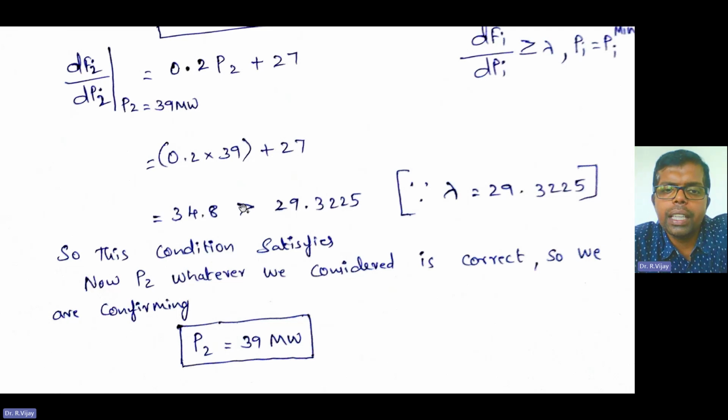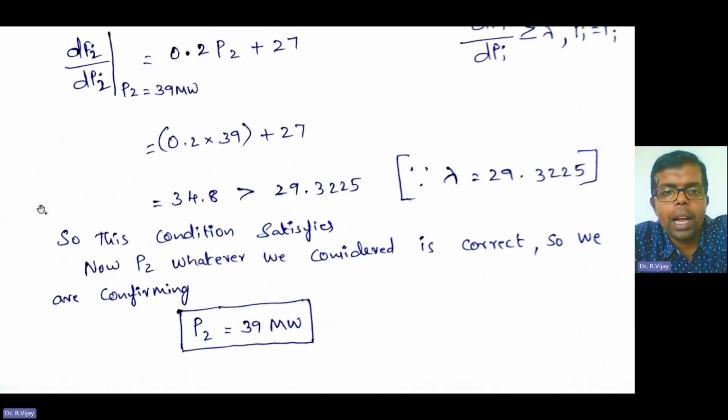So if this condition satisfies, P2 is set to its minimum operating limit. Now we are confirming P2 at its minimum operating limit, that is 39 megawatts. So what is the next step in the algorithm? If you watch that algorithm and solve this problem again, it will be very easy for you. I will also give that algorithm in the description. Once again, you watch that algorithm, then you come and solve this problem. Now P2 is 39 megawatt.